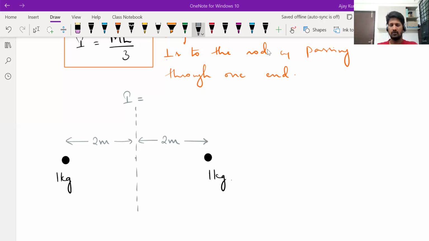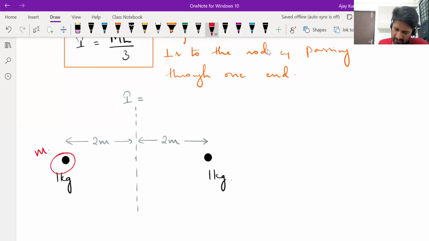Why is it taking so long? Rishi, how are you calculating? Repeat your question once. I want the moment of inertia of this system. Okay, let it be. Let us discuss.